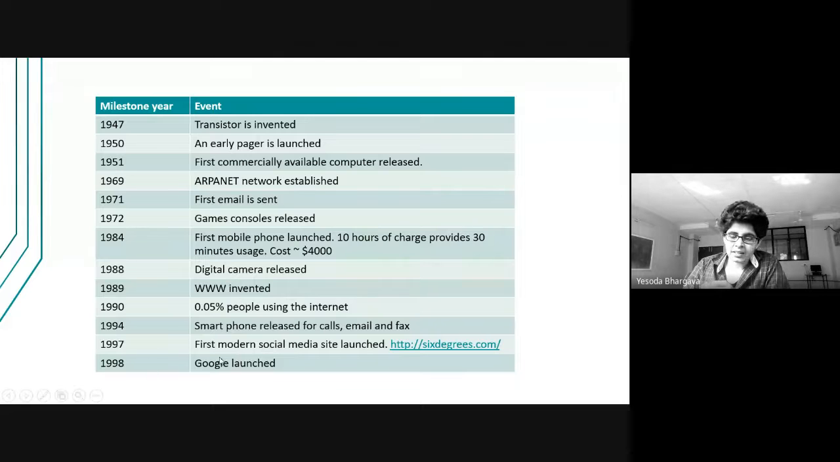So in 1998, I think Google was launched. I'm not sure what the birth year of this cohort of the class is.